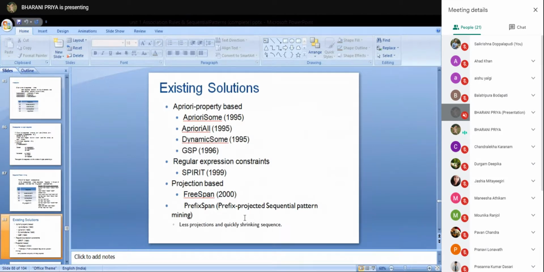So for finding the frequent item sets, you have different solutions. We have seen the Apriori-based one, and the regular expression constraint one, SPIRIT, is another solution. We are not going to study it, but I have given it here just for your knowledge. And projection-based: under the projection-based approach, we are learning the PrefixSpan algorithm, wherein PrefixSpan does not generate any candidate items.